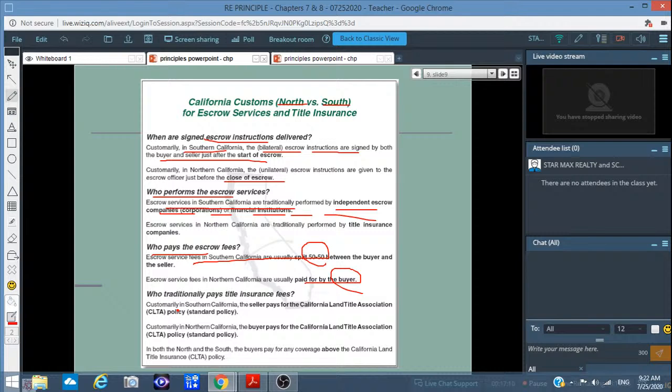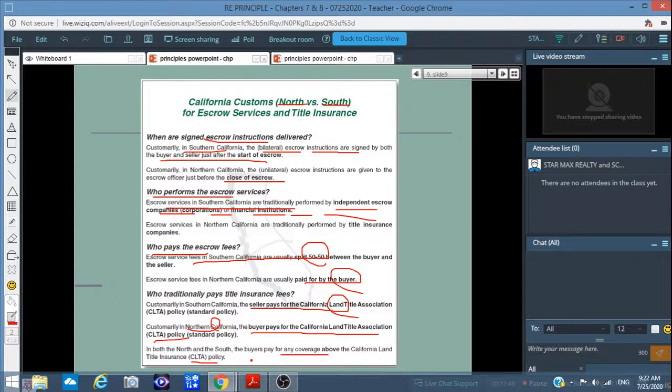So who traditionally pays for the title insurance fee? 谁付这个产权保险呢？Customary in Southern California, the seller pays for the policy. 这是卖主，南加州是卖主去付这个产权保险给买主。But in Northern California, the buyer pays for the policy. 北加州的话，买主也是由自己去买这个产权保险给自己。In both Northern and Southern California, the buyer pays for any coverage above the CLTA.